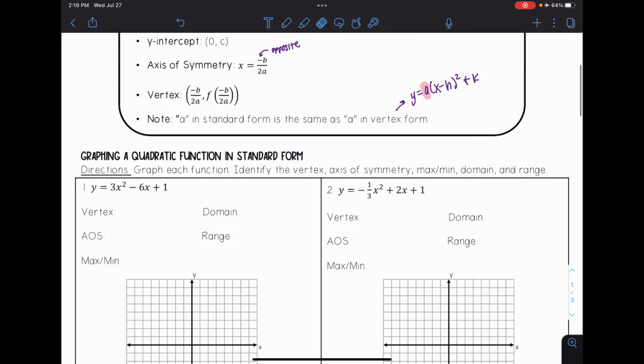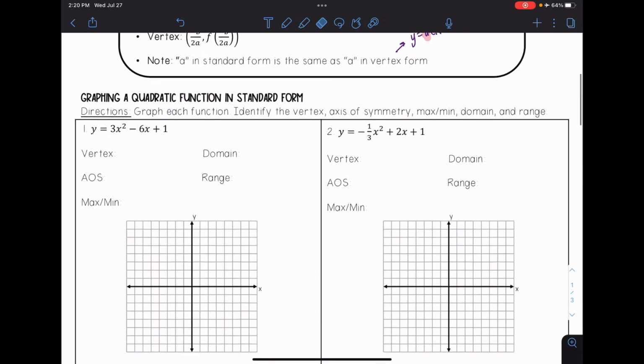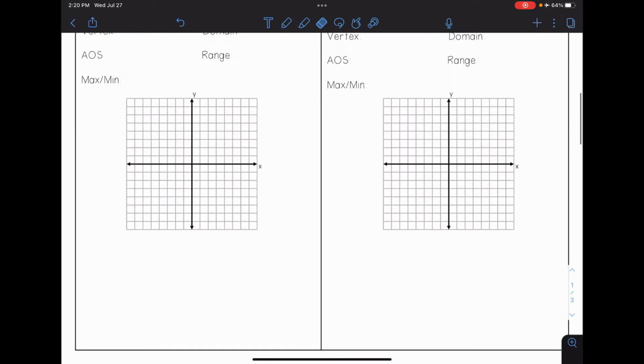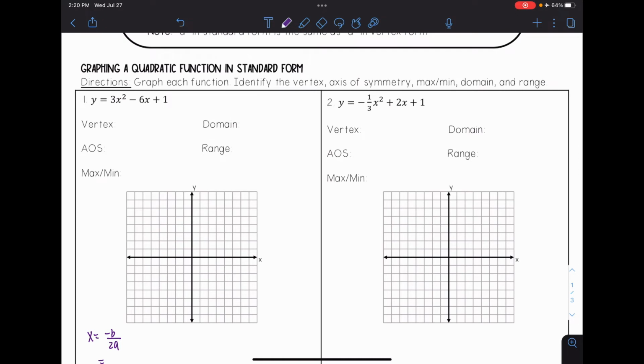So we learned that the x-coordinate of our vertex is opposite b over 2a, and then I plug that value into my equation to find my y-coordinate. So I'm going to first find my x-coordinate. To do that, I need to label what my a, b, and c are. My a is the number in front of x squared, so my a here is 3. My b is the number in front of x, which here is negative 6, and c is my last number.